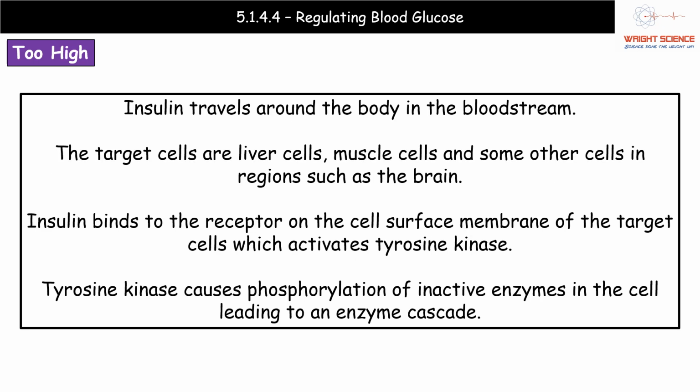Once the insulin is in the bloodstream, then it's obviously going to travel to those target cells. And we do have the majority of these located in the liver cells and muscle cells, but there are others that also respond to insulin in places like your brain. Now, when the insulin gets to those target cells, it will bind to the receptor on the cell surface membrane, and that activates the enzyme tyrosine kinase. And tyrosine kinase just causes phosphorylation of inactive enzymes in the cell, and that causes an enzyme cascade.